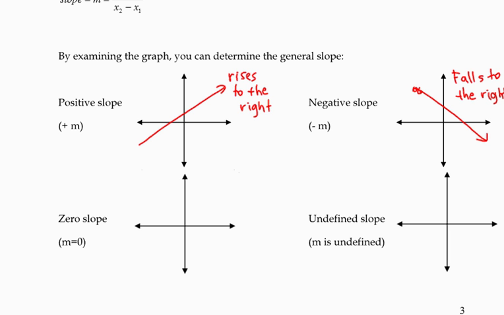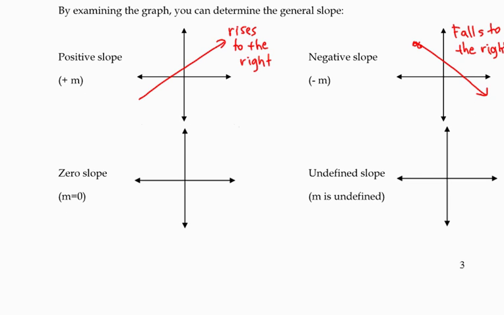Zero slope. What does a zero slope look like? Straight across. And what do we call straight across? Horizontal line. Horizontal. And the reason why we're going to get a zero slope is there's our change of y over change of x. Our change of y is always 0. There's no vertical change over some number. And a 0 divided by a number is equal to 0.